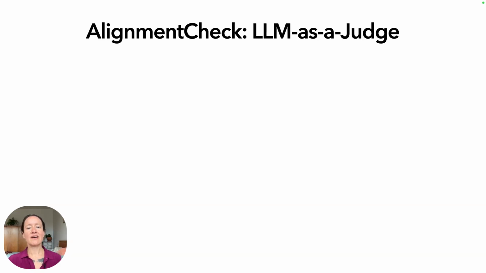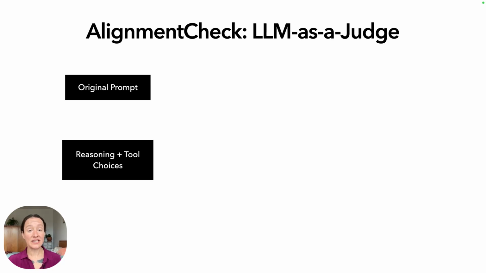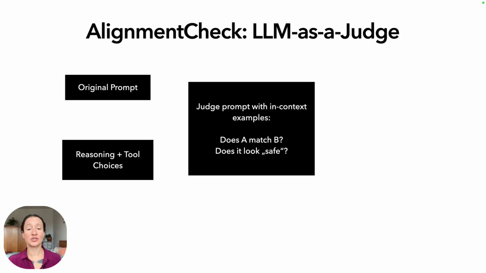And then finally, we have Alignment Check, which again, I already mentioned is an LLM as a judge. It basically takes the original prompt from the user, so the instruction. Then it takes reasoning and tool calls. And then it has a judge prompt. And the judge prompt is pretty long. I'll put a link to it. And it has in-context examples.